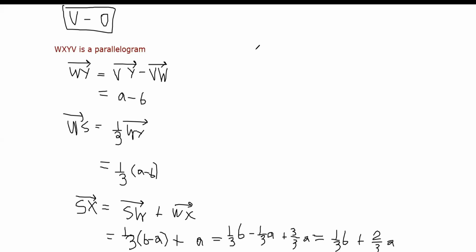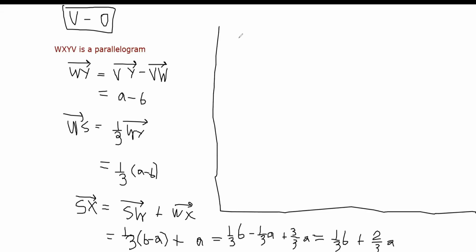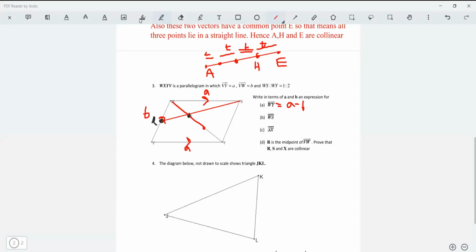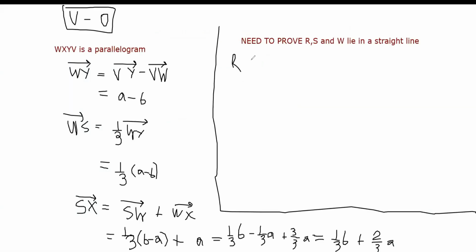So we need to prove that R, S, and X lie in a straight line. This is what we need to prove. That's collinear. To prove this, what we need to show is that we have two vectors with a common point. So I'm going to use R to X, and then we already have SX. So I'm going to find what RX is.